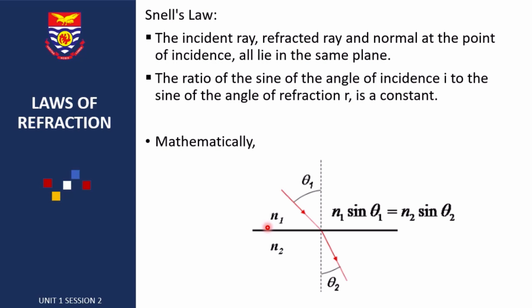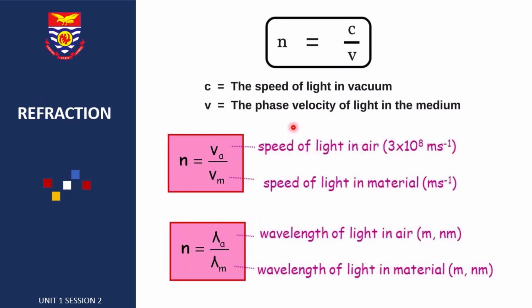Of some medium. In refraction, there are some key formulas that we need to note. The first one is N equals C over V. Actually, this formula here is the same as what we have here. We have another formula too, that is N equals the wavelength of light in air over the wavelength of light in the material. There's a deduction for this and it's in our model.